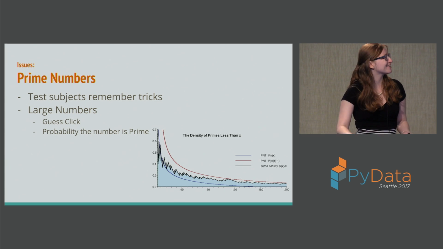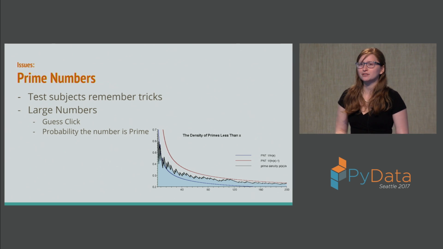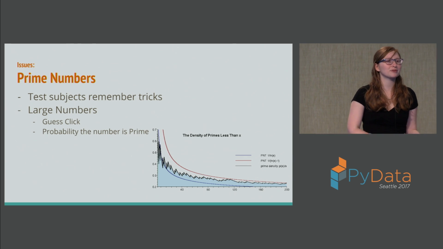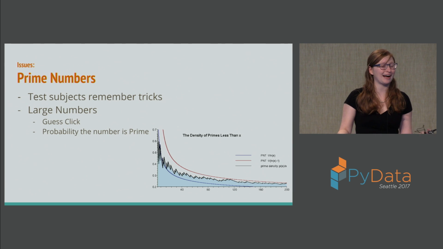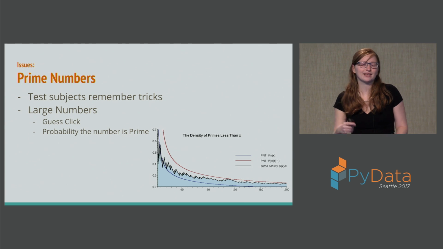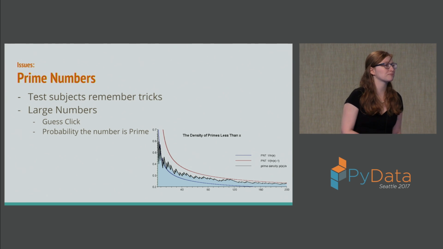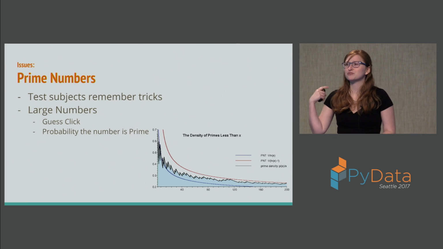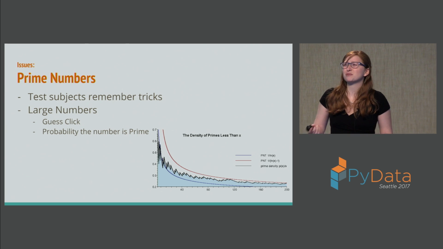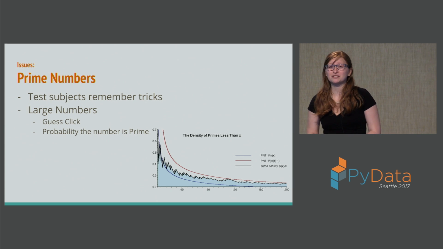The reason it was short was because the test subjects remember tricks. If you see an even number, you automatically know it's divisible by 2 and not prime. Also, if you see a larger number, people are going to get scared. I know I wouldn't want to sit there and think about whether this is a prime number, so they'll just randomly guess. They could get lucky, but it also skews my data. There's also the probability that the number is prime. Prime numbers follow that 1 over ln x shape, so if the number is bigger, it's probably not going to be prime. So it's just not a good experiment for me to use.